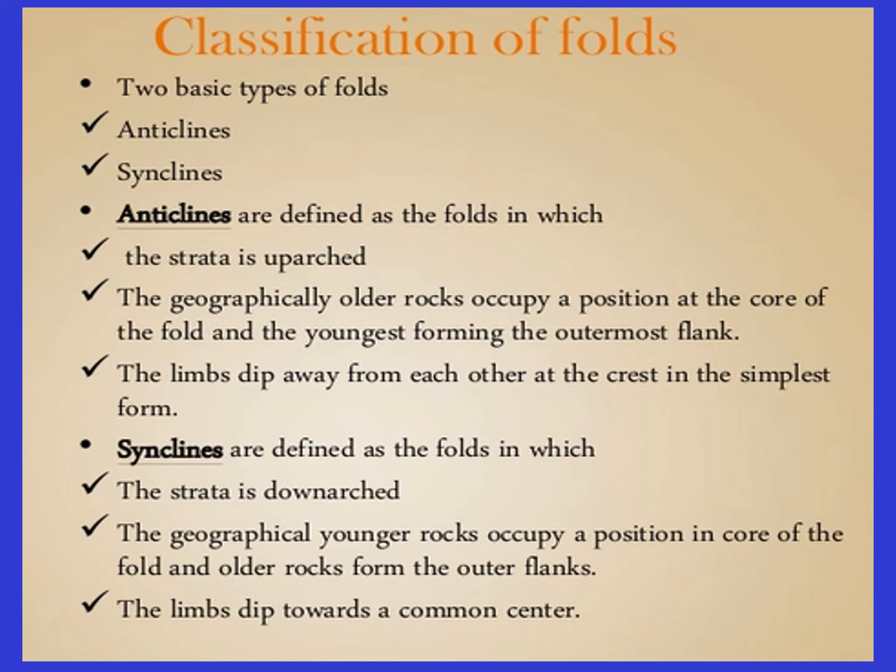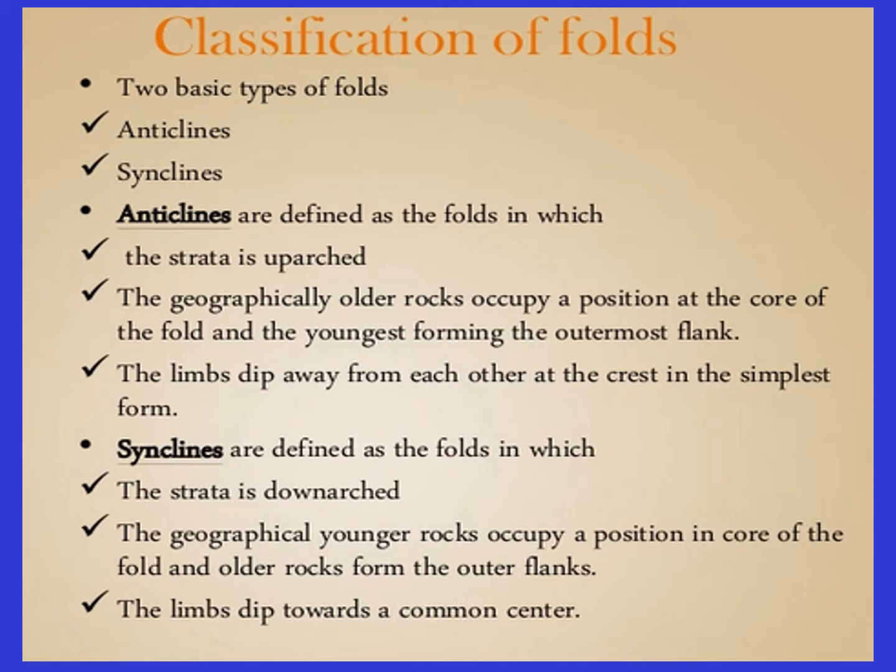So here is the classification of the folding or folded rocks on the basis of two types of fold, anticlines and synclines. So what are anticlines? They are defined as the folds in which the strata is up-arched. Geologically older rocks occupy a position at the core of the fold and the youngest form the outermost flank. The limbs dip away from each other at the crest in the simplest form.